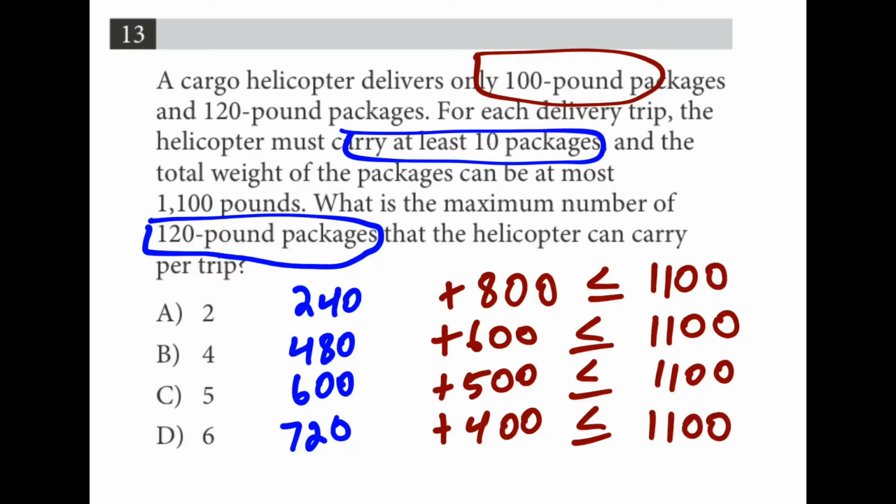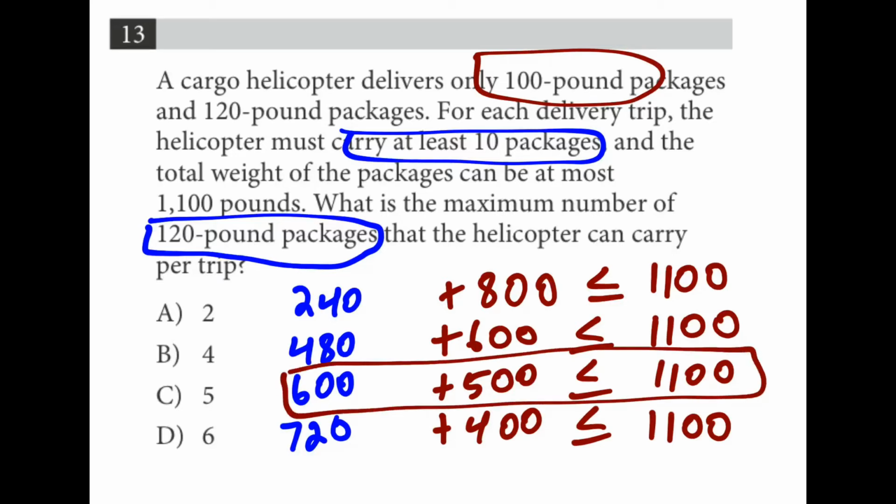So which of these is true? What's the largest number that makes this true? C actually gives you exactly 1100. And if you go below that, you go above 1100. So C is the best choice. This is a practical way where you don't get tripped up by creating a formula that's wrong or having an inequality in the wrong direction. But let me show you the other way.